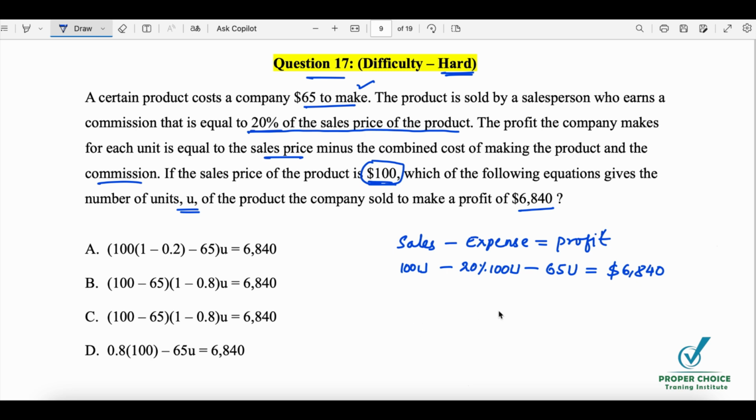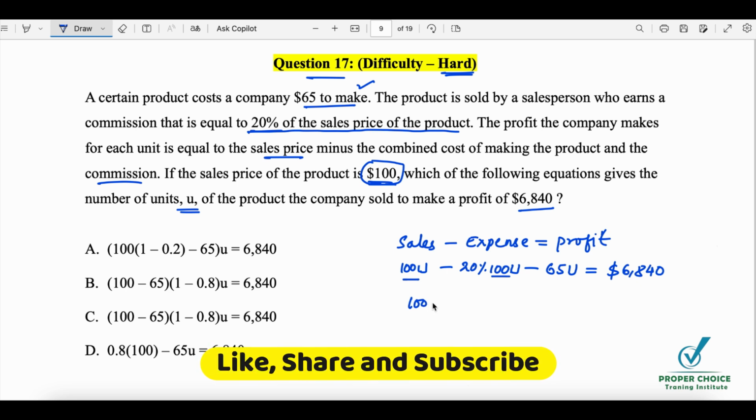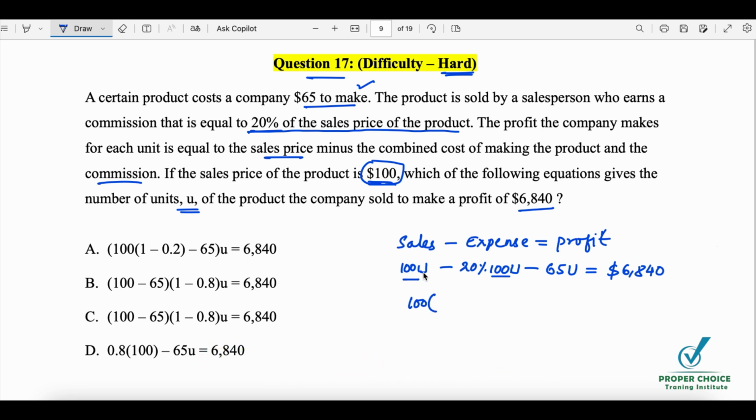So you just need to rearrange them carefully based on the options. What I can do, as you can see, is that U is common for every term. So I can take U as a common factor, and between these two terms, this one and this one, you can take 100 as a common factor. Okay, and then put it in a bracket. Coefficient here is 1 minus 20%. 20% is the same as 20 divided by 100, which is the same as 0.2. Okay, so it will be written as 0.2, close the bracket, minus 65.